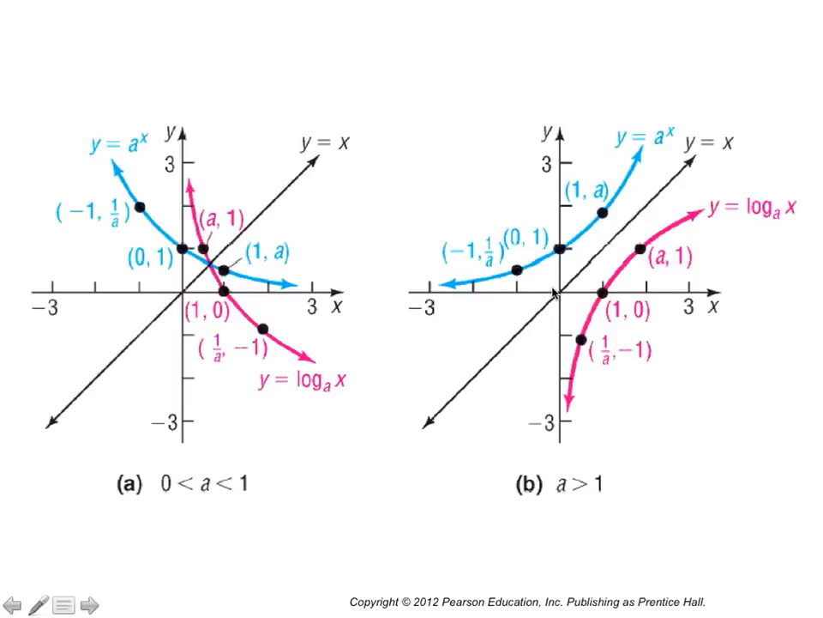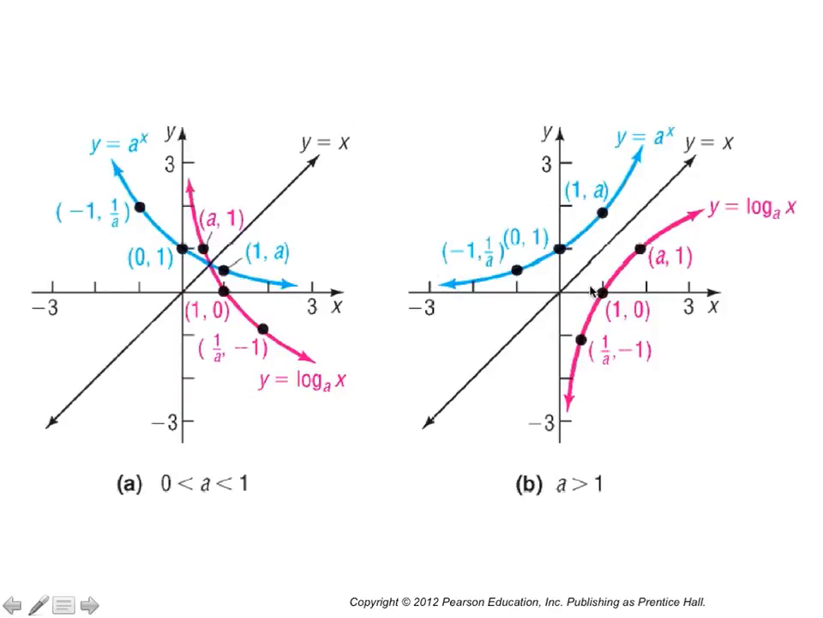Now if we look over here, we have a similar situation, except here we have a is greater than 1. So hopefully, again, this blue graph should look familiar. This is the graph of the equation y equals a to the x power. Again, it goes through 0, 1, but this one is increasing.